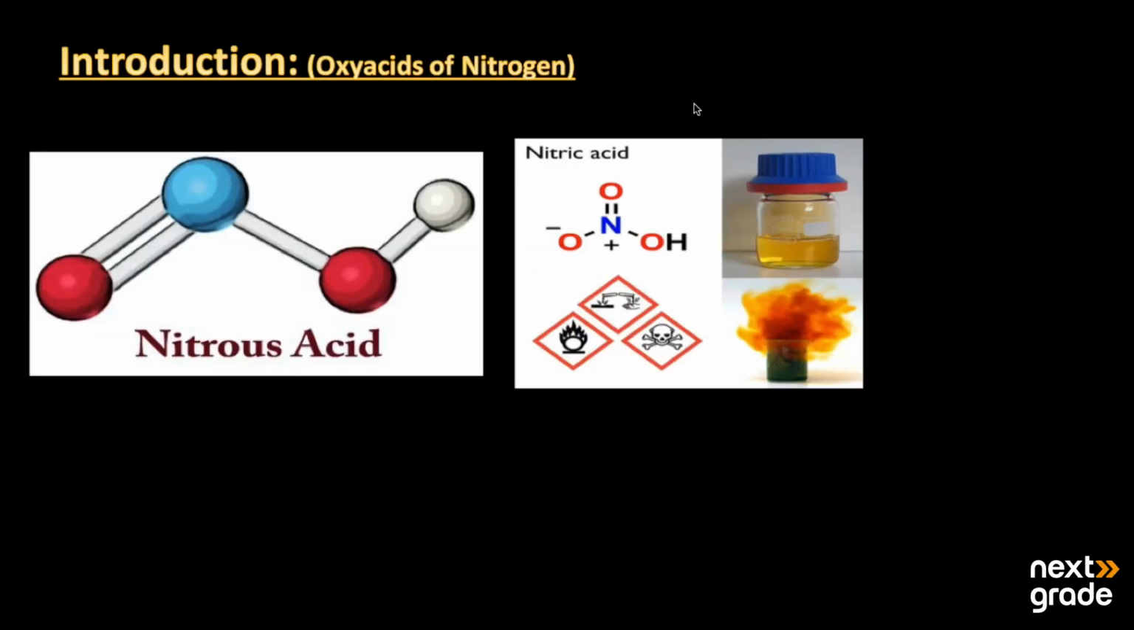So, the topic we are going to discuss here is the introduction to oxyacids of nitrogen. Basically, the term oxyacids of nitrogen simply means that when we have nitrogen and oxygen and the product they form is an acid, it is called an oxyacid of nitrogen.